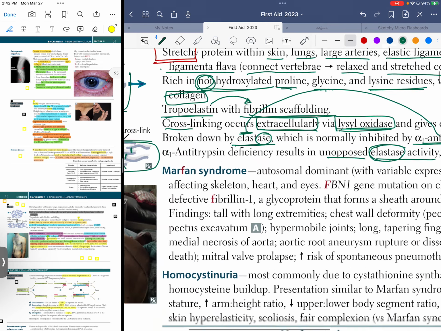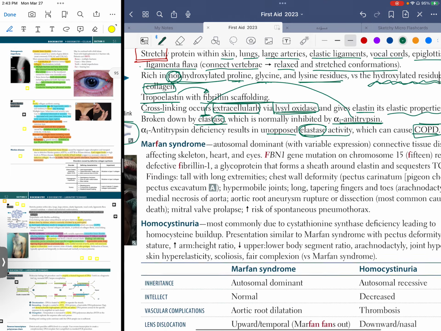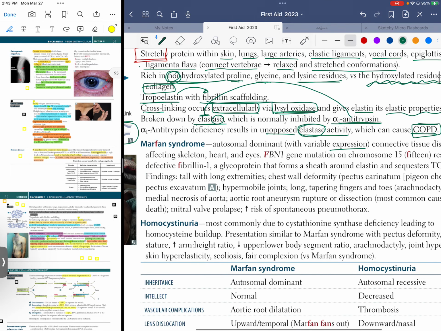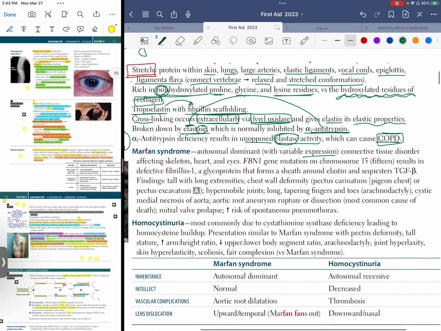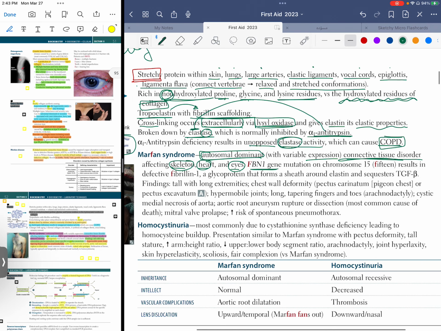Let's see what we have. We have Marfan syndrome. Marfan syndrome is an autosomal dominant, with variable expression, connective tissue disorder affecting the skeleton, heart, and eyes. It's an autosomal dominant, that's one, okay? Skeleton, heart, and eyes. It's an FBN1 gene mutation.